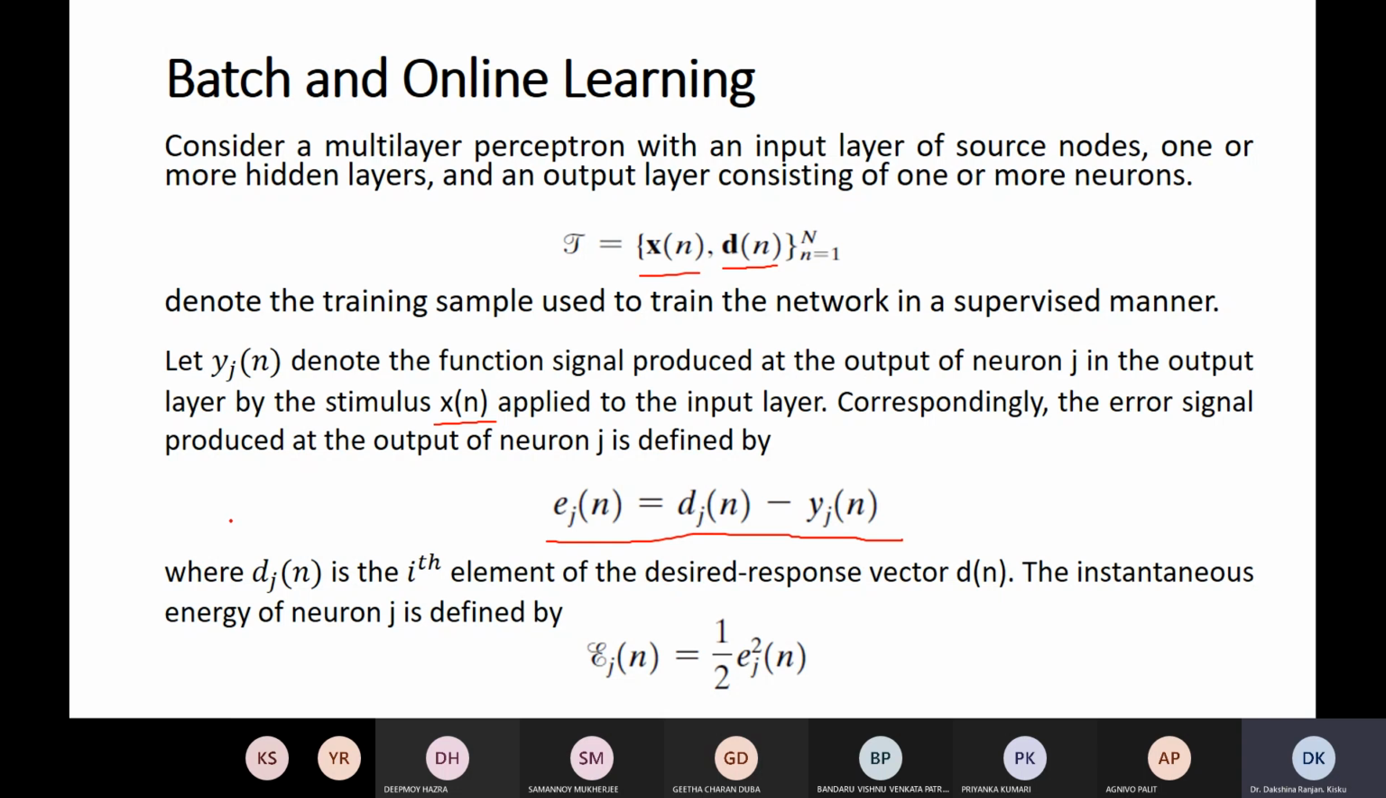Here d_j(n) is the jth element of the desired response vector d(n). Then we can compute the instantaneous energy of neuron j, which is defined by this function: f_j(n) equals half of e_j squared(n). We are taking the square of this error, and this square of the error represents the residuals at neuron j.